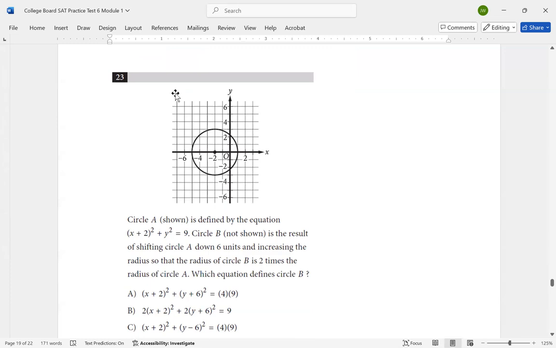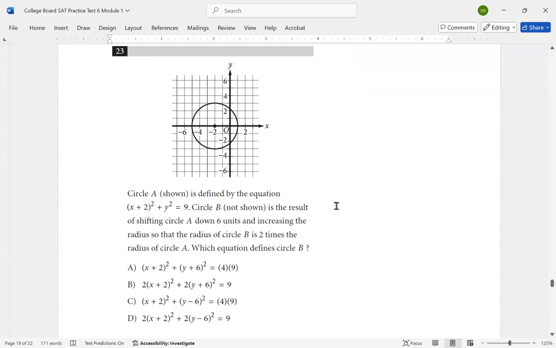Question 23. Circle A shown is defined by the equation (x plus 2) squared plus y squared is equal to 9. Circle B is not shown, but circle B is the result of shifting circle A down 6 units and increasing the radius so that the radius of circle B is 2 times the radius of circle A. What is the equation that defines circle B?